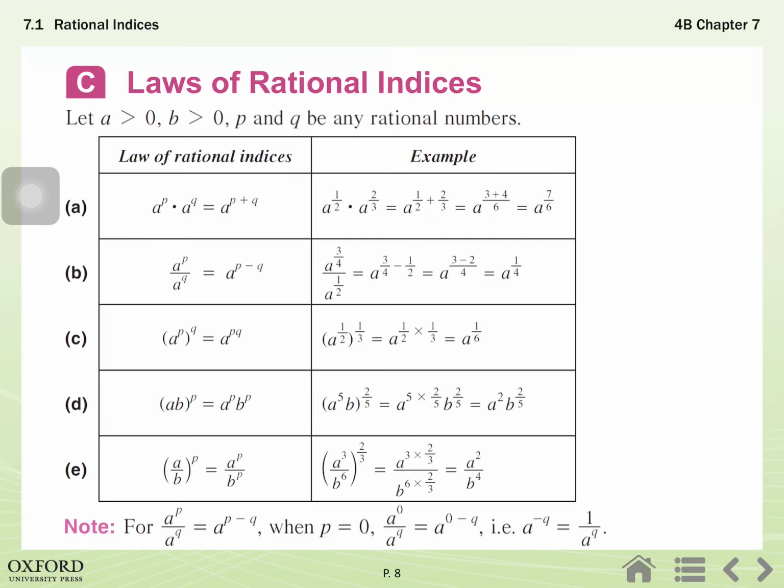Now let's come to the laws of rational index. Basically, it's just the same as integer index. Just the same as integer index. However, when we encounter this rational number, we will say again, instead of m and n, we turn it into p and q, and we suppose they are any rational numbers.